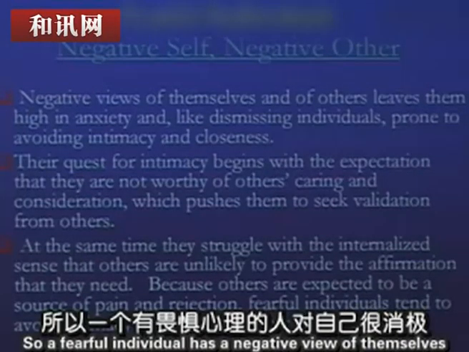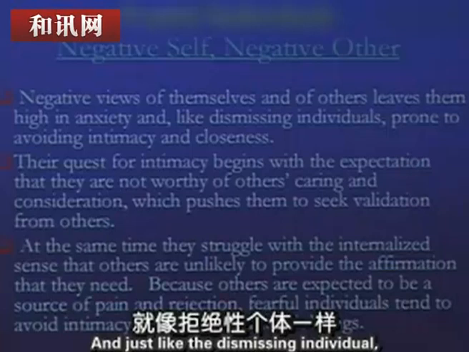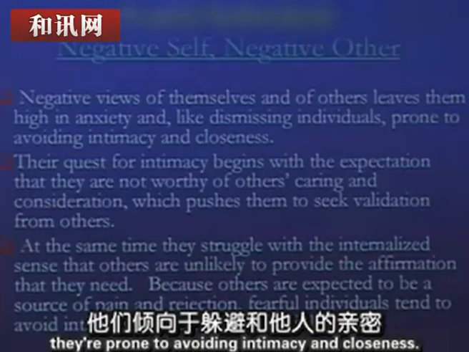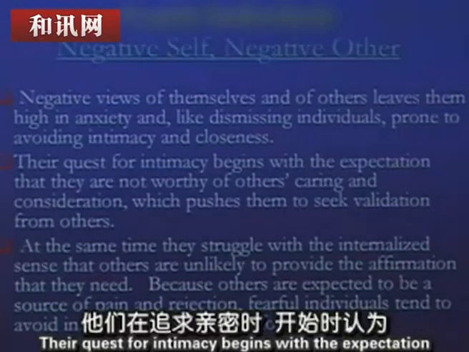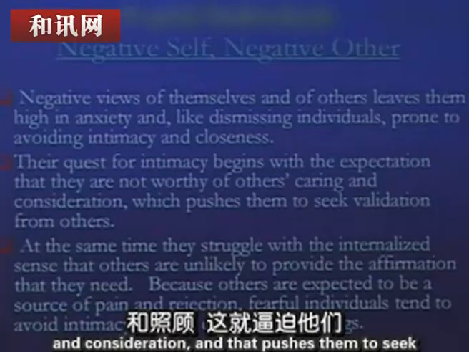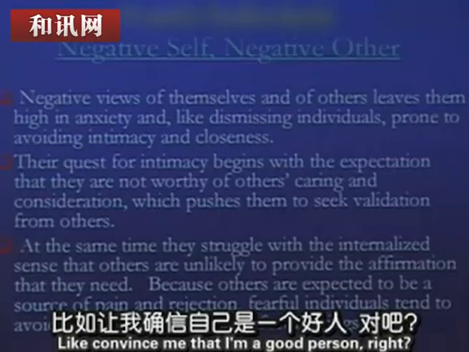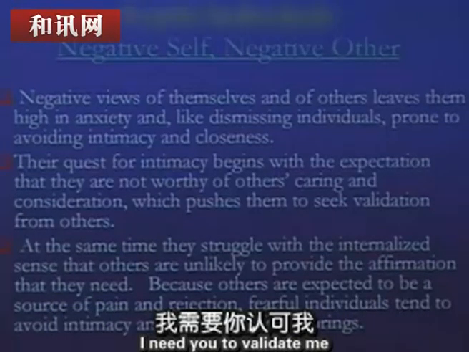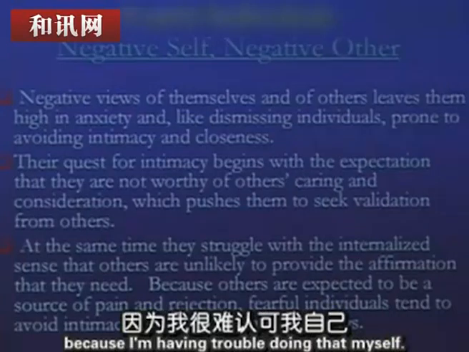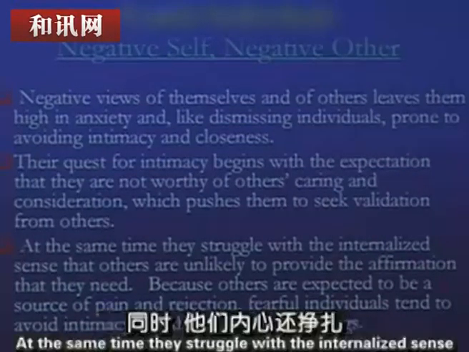So let me just go through one of them, and then you'll have the other 3 as well. A fearful individual has a negative view of themselves and of others, so they're high in anxiety, and just like the dismissing individual, they're prone to avoiding intimacy and closeness. Their quest for intimacy begins with the expectation that they're not worthy of others' caring and consideration, and that pushes them to seek validation from others, right? Like, convince me that I'm a good person. I need you to validate me because I'm having trouble doing that myself. And I think that's one of the things I'm going to get out of this relationship.